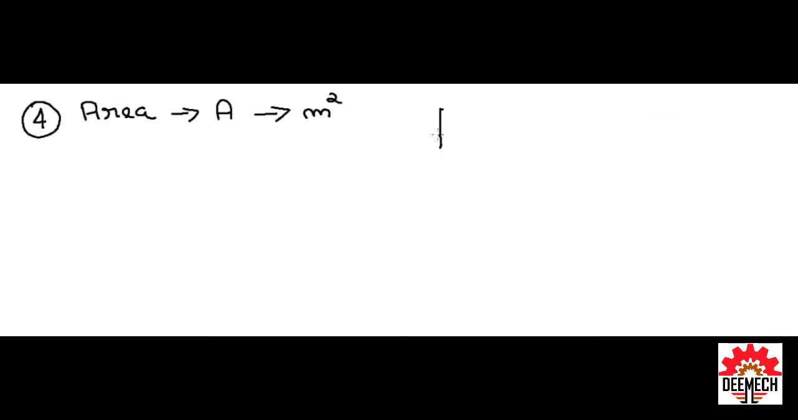Number 4, area. It is denoted by capital letter A and it is measured in meter square. Let us draw a square. The distance is measured in meter. To find the area, it will be meter multiplied by meter. So area can be measured as meter into meter. Therefore, it is meter square.